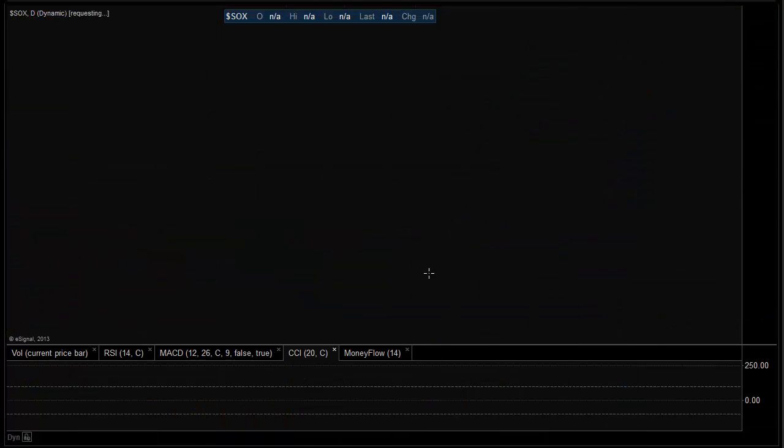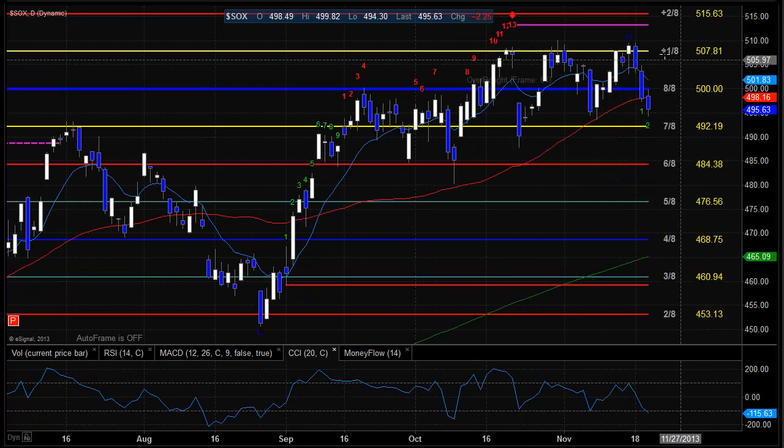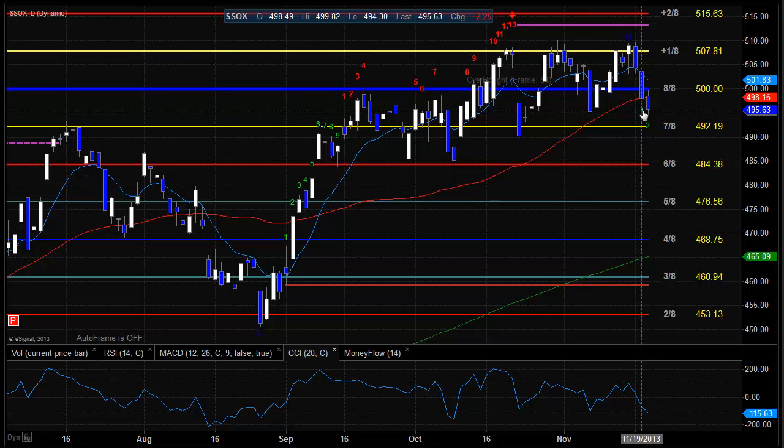Next up, let's take a look at the semiconductors, the SOX index. This is starting to get a little funky here. We settled down below the 50 DMA. This is the first time we settled below the 50 DMA since back in early September.